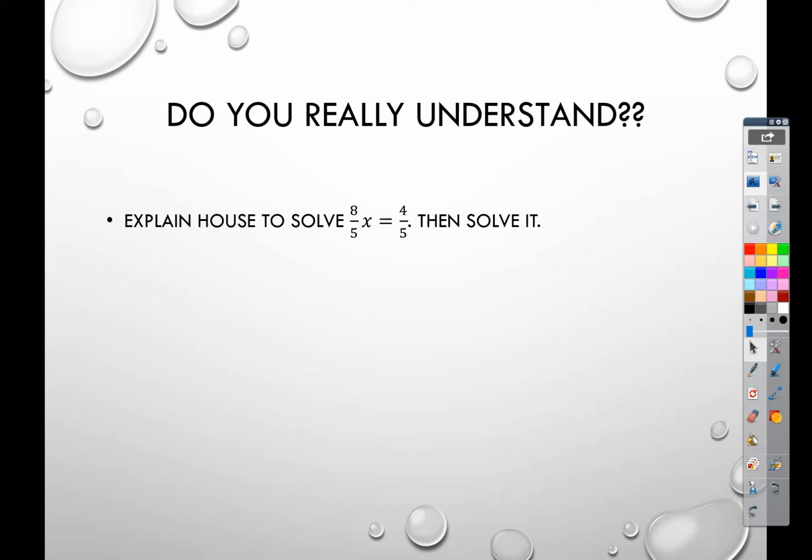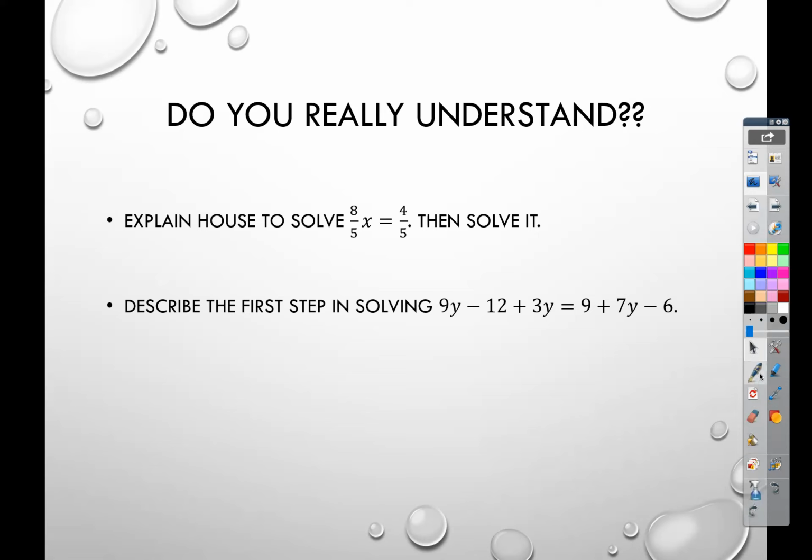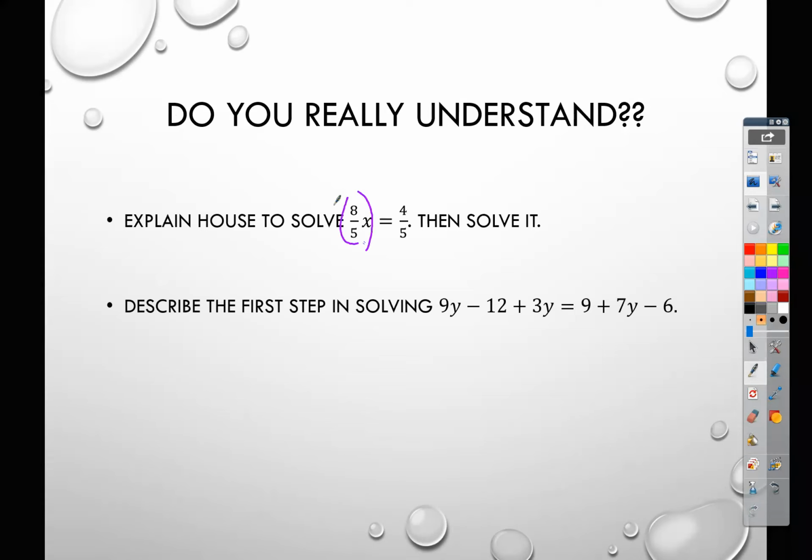So what would you do? You would multiply by the reciprocal of 8/5 and then solve it. So let's see what we would do. If we did that, we'd multiply by 5/8 to both sides, right? I can cancel out those 5s, and then I can simplify the 4/8, so I'd actually get x equals 1/2.